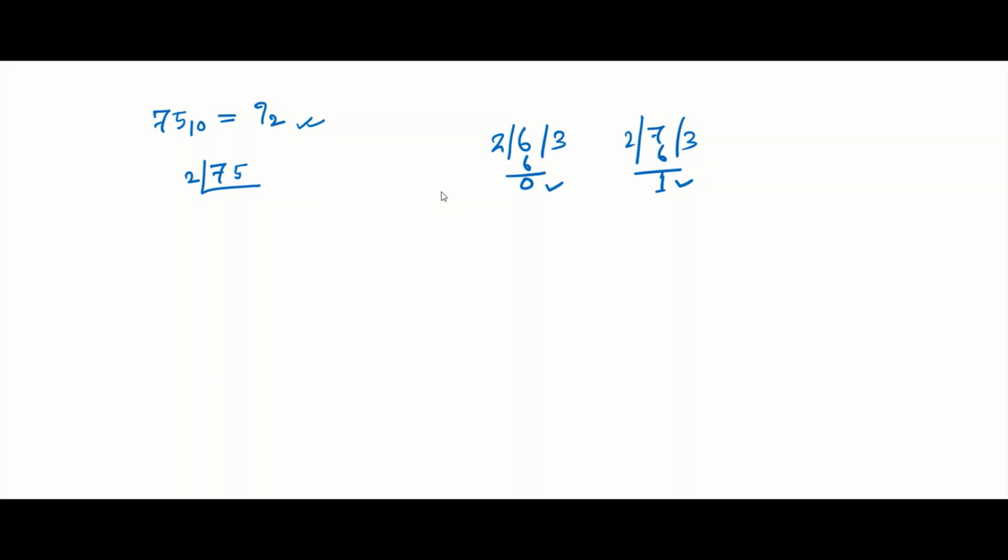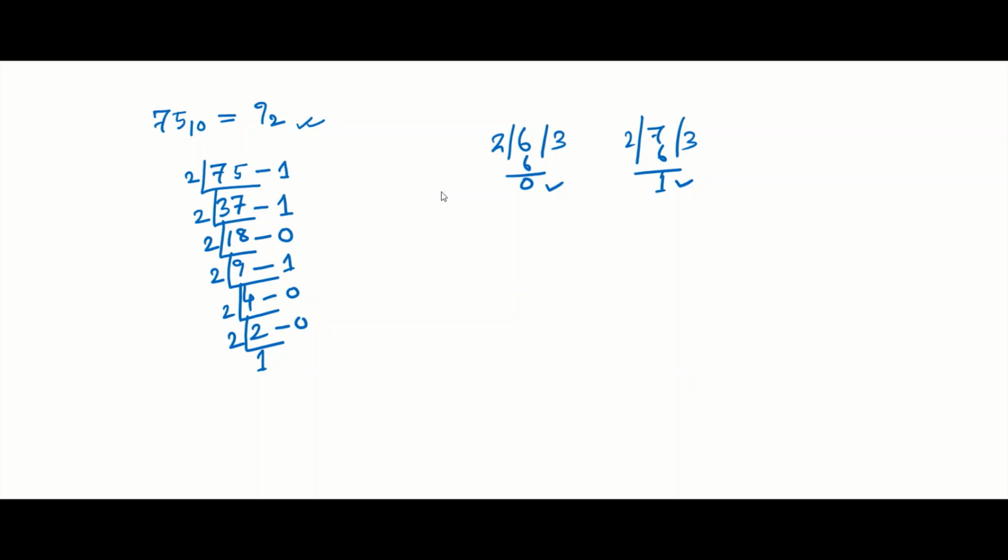So if I divide 75 by 2, the remainder is definitely 1 and the quotient is 37. Now let's divide it by 2 again. The remainder is 1 and the quotient is 18. Divide it by 2, the quotient becomes 9 but the remainder is 0. Again divide it by 2, the quotient becomes 4 and the remainder is 1. Divide by 2 again, we get 2, remainder is 0. And at last dividing by 2, we get the quotient 1, remainder 0. So here we get the decimal in binary form.